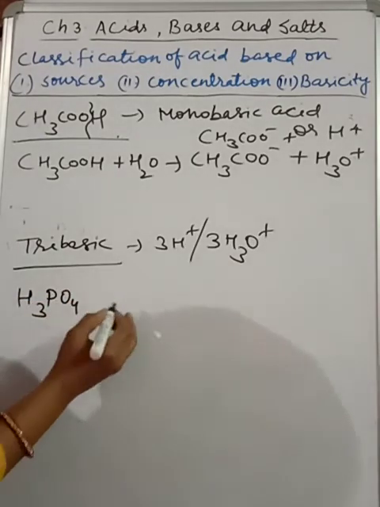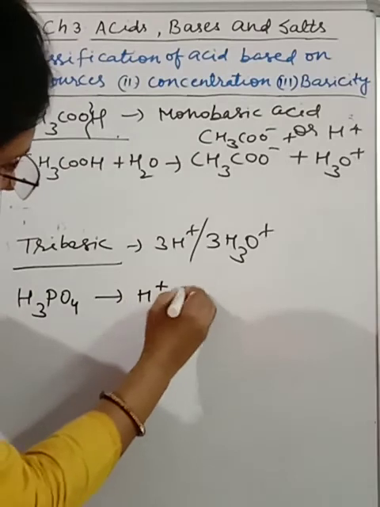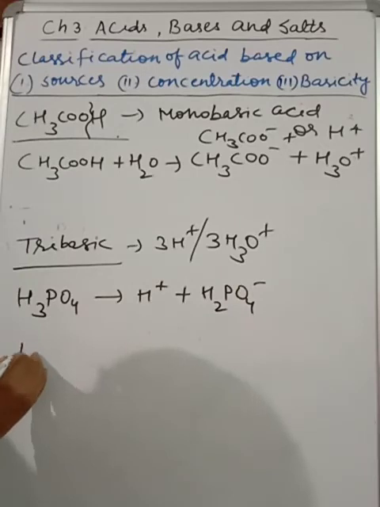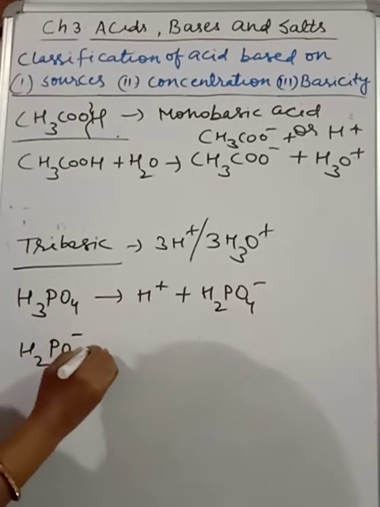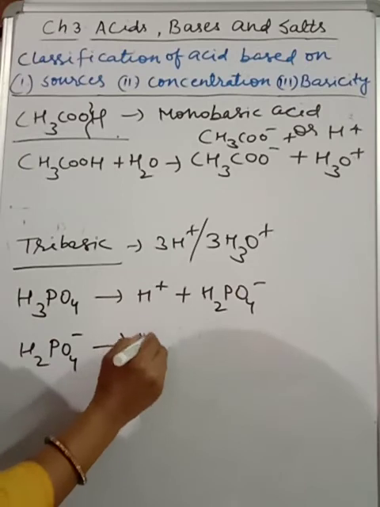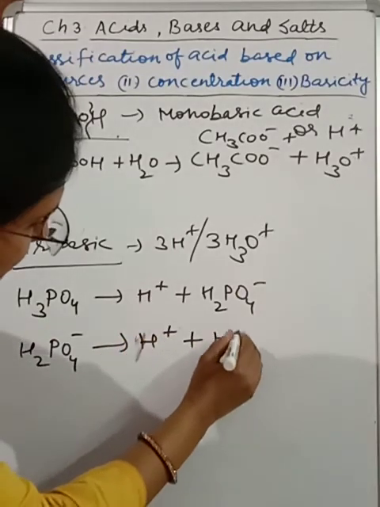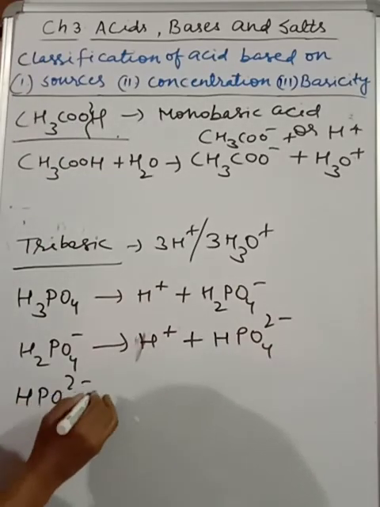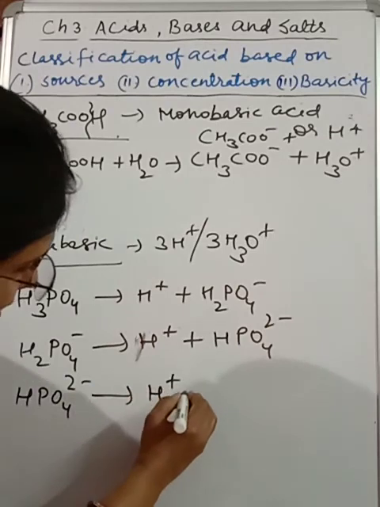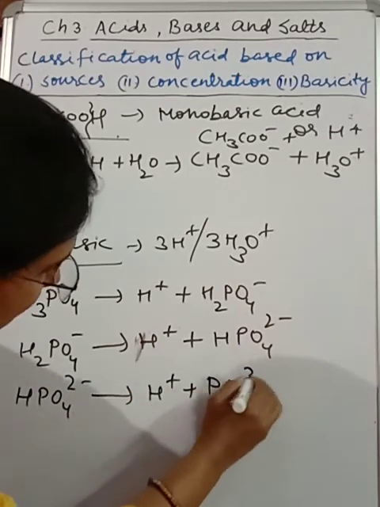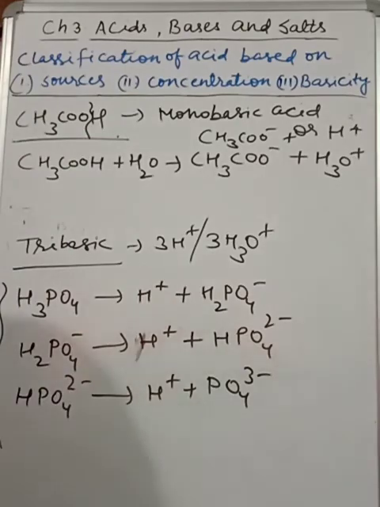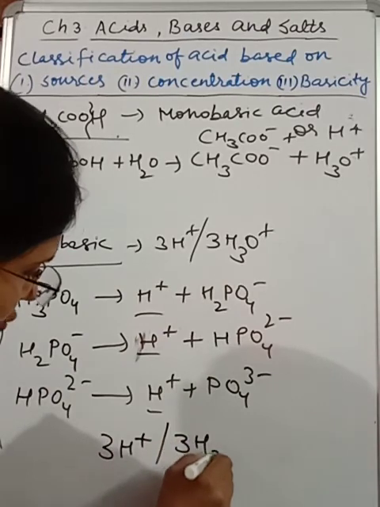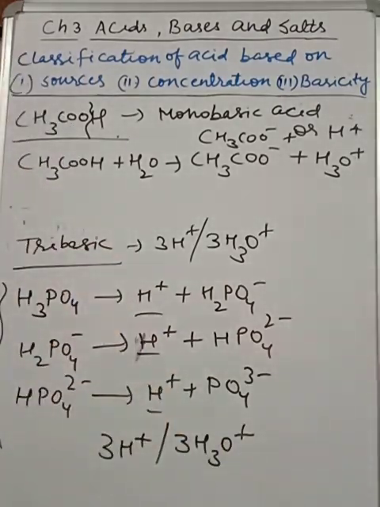H3PO4. How does it go? First is H plus and H2PO4 minus. Okay. Now the next step will be H2PO4 minus, again it will give you H plus and HPO4 2 minus. Now again this HPO4 2 minus will liberate one hydrogen or hydronium ion plus PO4 3 minus. So now in this way you can understand how many we get in total: 3 H plus or 3 hydronium ions. So you must have understood tribasic acid.